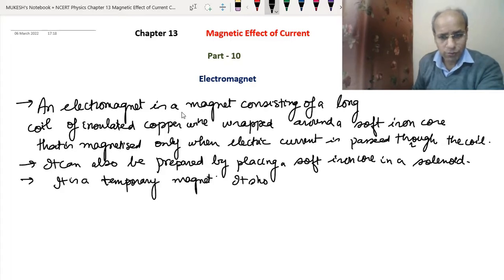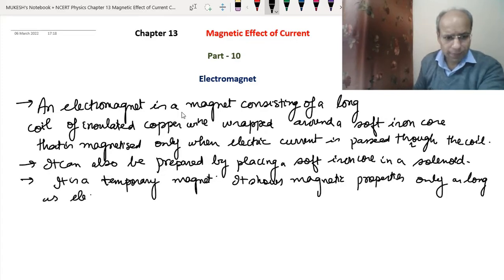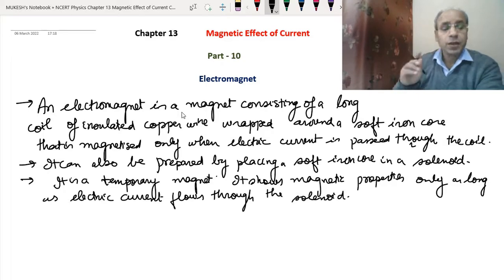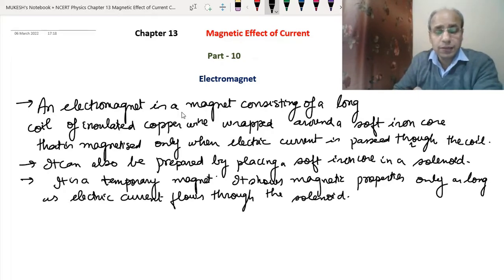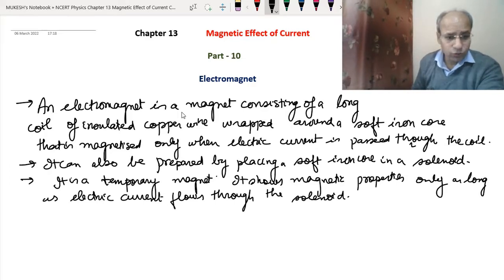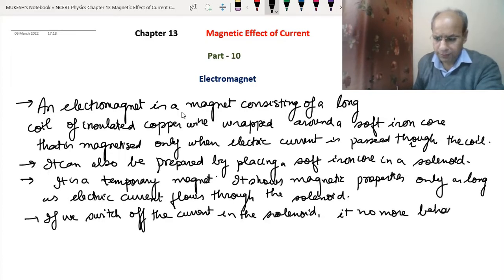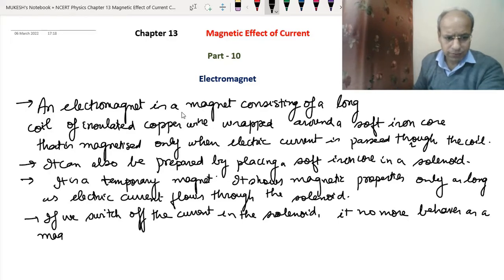Okay, it shows magnetic properties only as long as electric current flows through the solenoid. Okay, now if we switch off the current, then the electromagnetism, or the magnetism, will no longer remain. If we switch off the current in the solenoid, it no more behaves as a magnet.